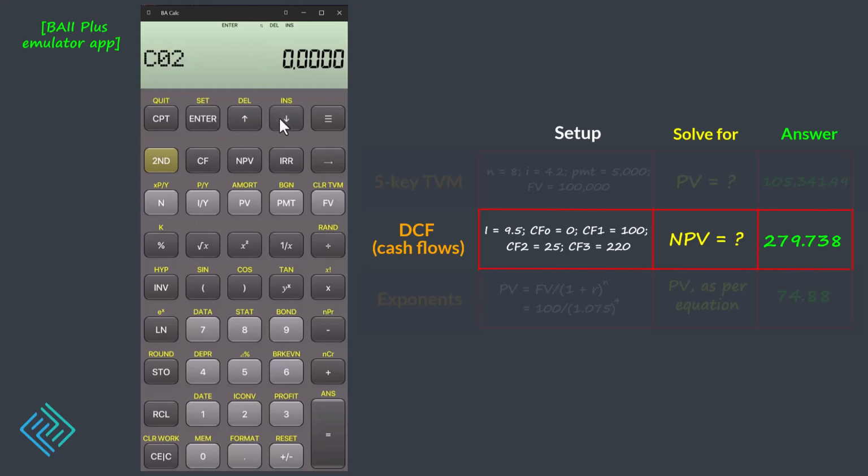to move to CF2. Key in 25 and enter to store the correct cash flow at this location on the timeline. Then the down arrow twice and 220 is entered at cash flow location 3. To enter the discount rate, press the NPV key, which will show the current discount rate stored in your calculator. Enter 9.5 and enter. Next, press the down arrow once and then the compute key.